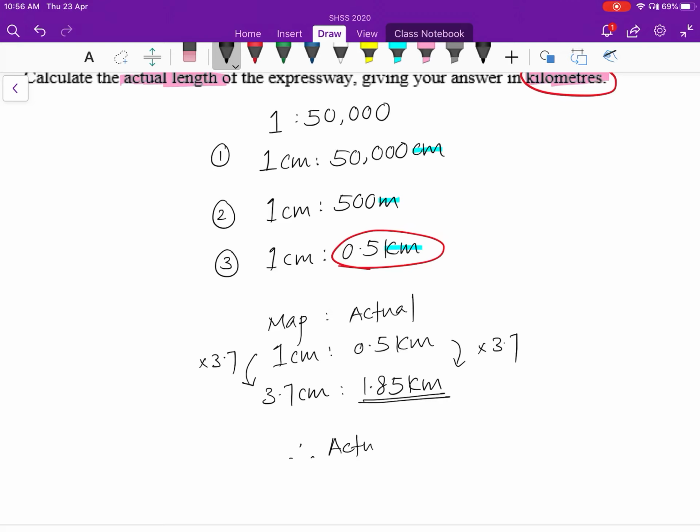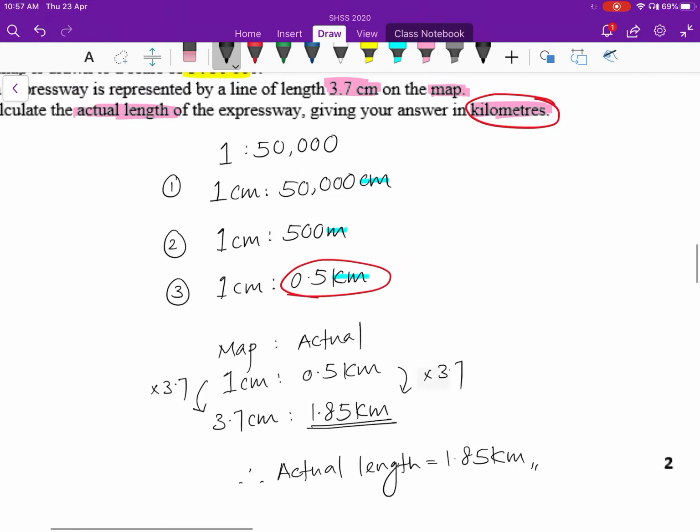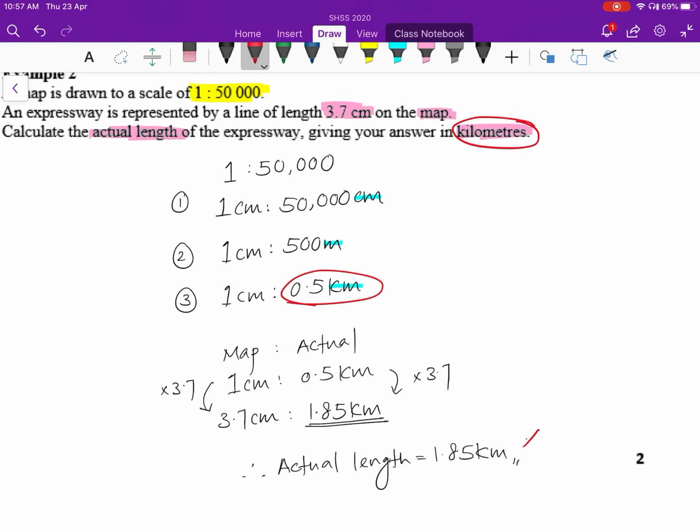Therefore, actual length is 1.85 kilometers. If you don't write this last statement, the last mark will be deducted, because I cannot assume that your answer is this from the ratio itself. So I need to look at your answer here. So this step is a must. This step is a must. Alright, so this one is just the ratio, the final ratio.